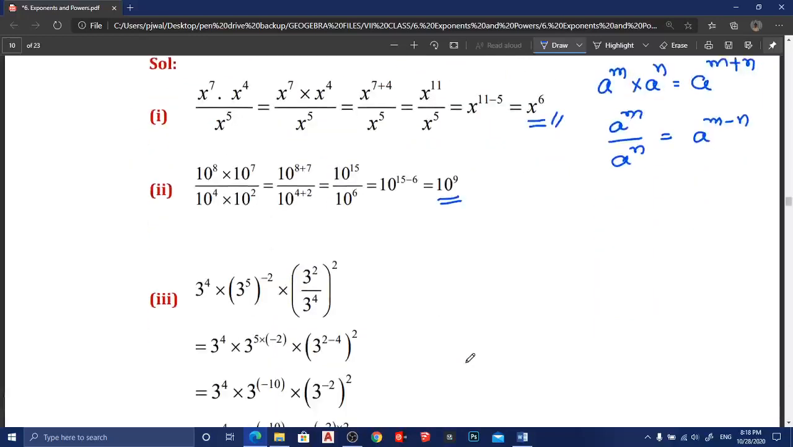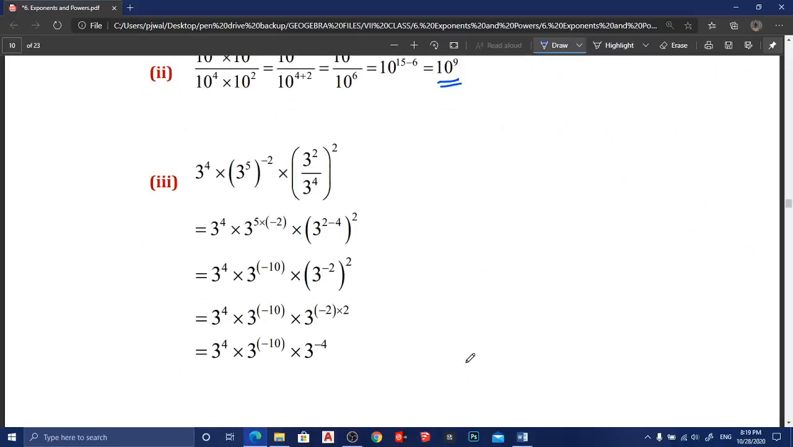Okay, next, the third one. Here also you have to apply the exponential formula. So keep the first term as it is, because you cannot simplify this. By using the next terms you can simplify it, because all the bases are equal, 3, 3, 3. So keep the first term as it is and take the second term here. How is it looking? It looks like the third formula, which is power of power. What is the formula? Power of power formula: a to the power of m whole to the power of n is equal to a to the power of m into n.